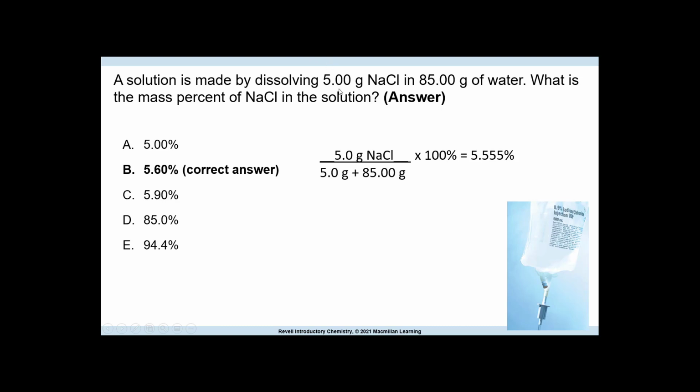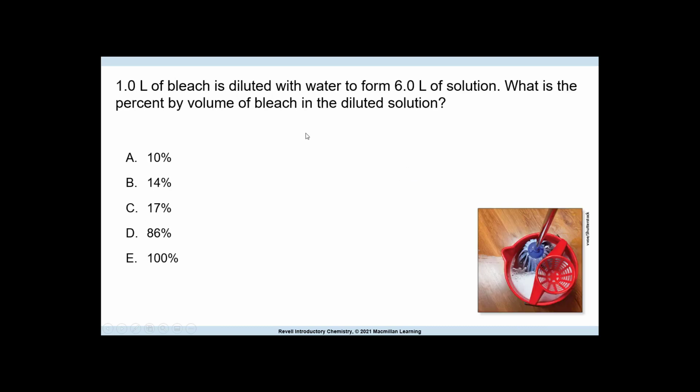actually, I forgot the zeros. It's 3 sig figs. So this should have another zero on these. I apologize. It's B. So solution, solute plus solvent makes the solution. Both have to be added to the bottom.